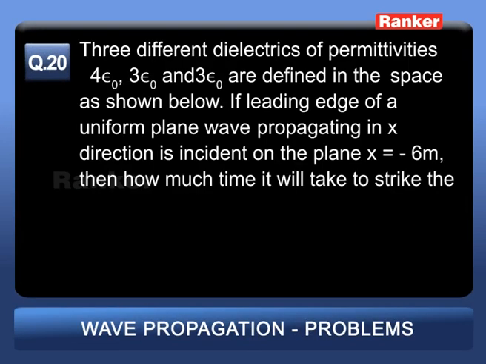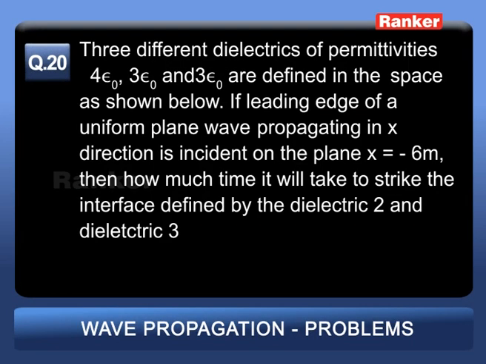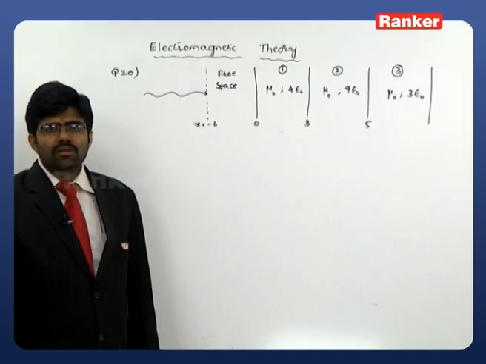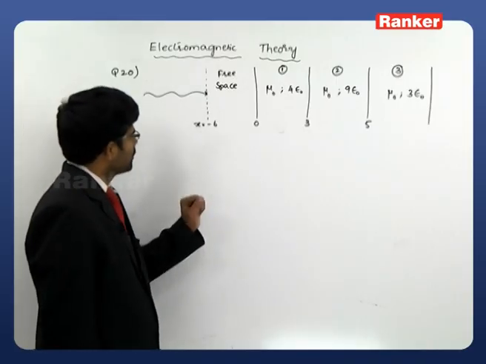3 different dielectrics of permittivities 4 epsilon naught, 9 epsilon naught and 3 epsilon naught are defined in the space as shown below. That is, the figure is given here. If the leading edge of a uniform plane wave propagating in x direction is incident on the plane x equals minus 6 meter, then how much time will it take to strike the interface defined by dielectric 2 and dielectric 3? Here clearly observe the solution.